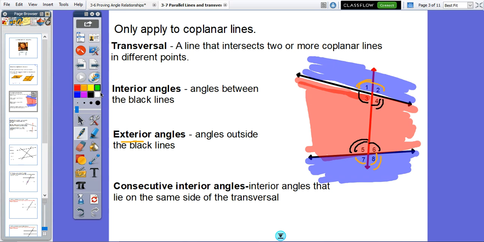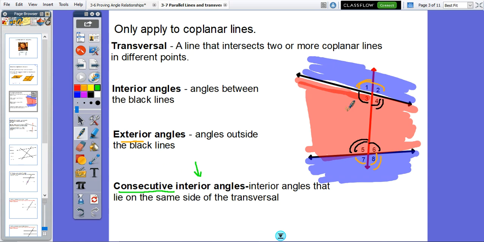Now, when we talk about consecutive interior angles, let's break down the word consecutive. If you've heard the word consecutive, you know it means different things, but it means one after the other, one next to the other, or the one that comes directly after. So consecutive means just that, one after the other. And then we're looking at interior angles.